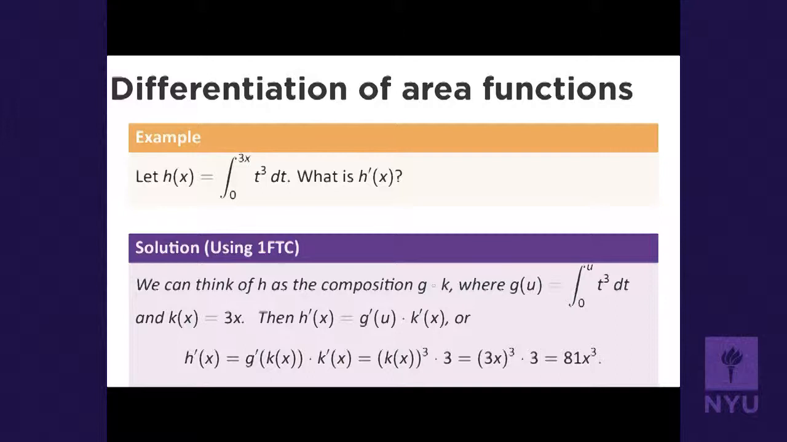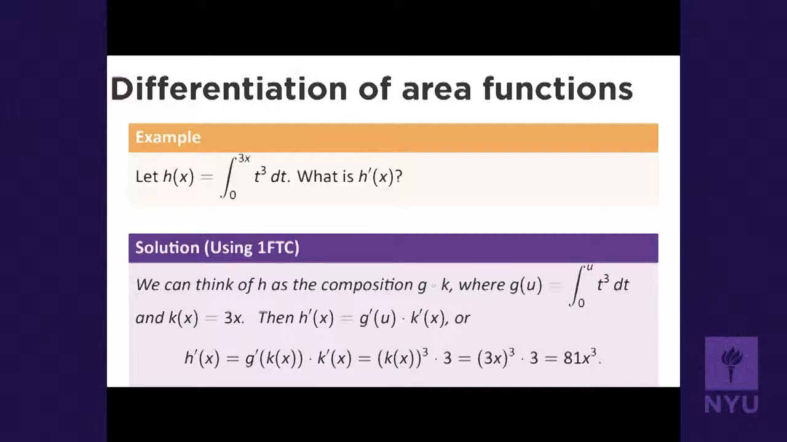Okay, now what is g prime of u? G is just the integral of t cubed. So by the first fundamental theorem, the derivative is t cubed, or whatever cubed. So g prime at k of x is k of x cubed. G prime of anything is that thing cubed. K prime of x, well, k is just 3x, so k prime of x is 3. So what do I get? I get 3x cubed times 3. 3 cubed is 27, times 3 is 81, and so again, I get 81x cubed. Okay, so do you all agree I got the same thing?